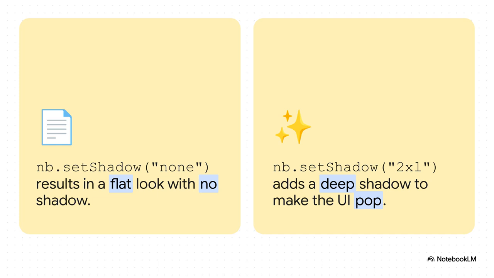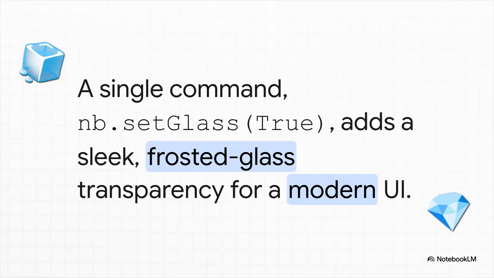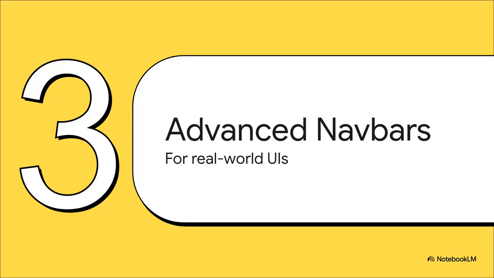You know, to make a UI really stand out, you need some depth. The set shadow property lets you control the elevation of the navbar. You can have a totally flat look with none, or you can add a deep, pronounced shadow like 2XL to make it really pop right off the page. This is just fantastic for drawing the user's eye. And for that extra little touch of modern UI design, there's a special effect built right in. Setting set glass to true instantly gives your navbar this beautiful, semi-transparent, frosted glass look. I mean, this is a really complex visual effect that you can now get with just a single line of code. It's incredible.